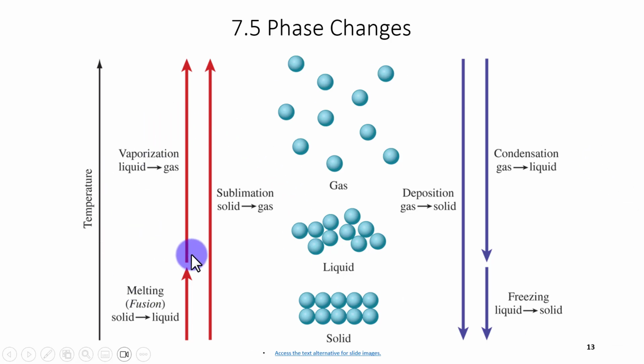Here's a diagram that illustrates the phase changes and the direction that we go. And this is dependent on the temperature, right? As we increase the temperature, we go from solid to liquid to gas. Melting, vaporization, sublimation, deposition, condensation and freezing.